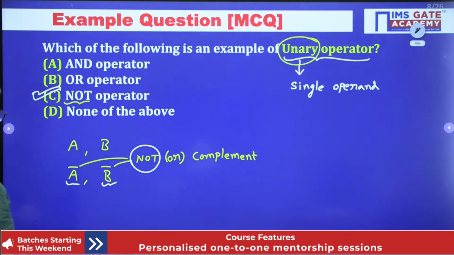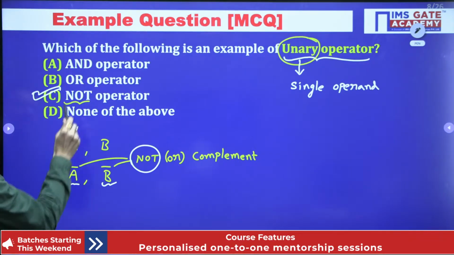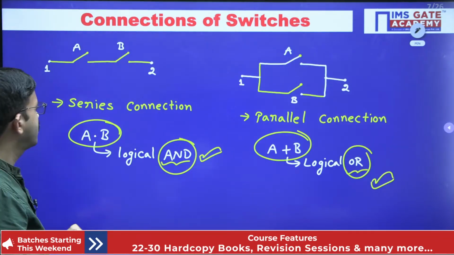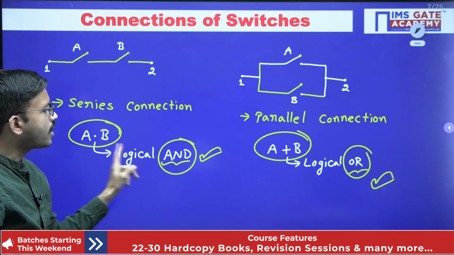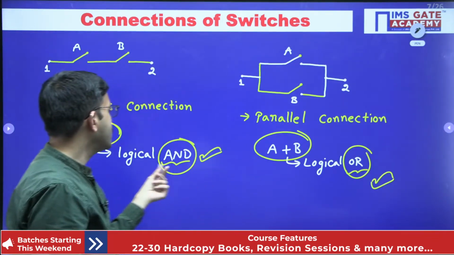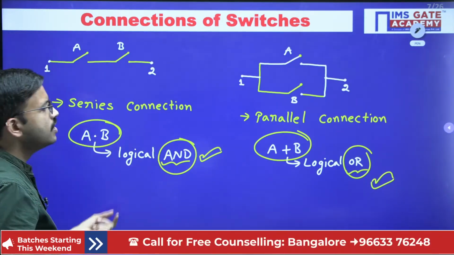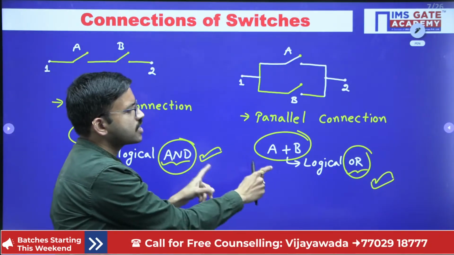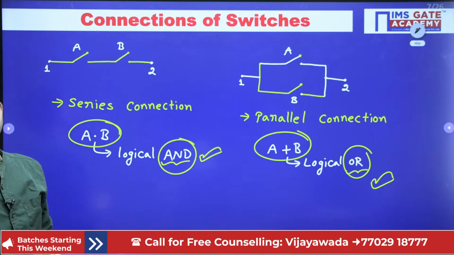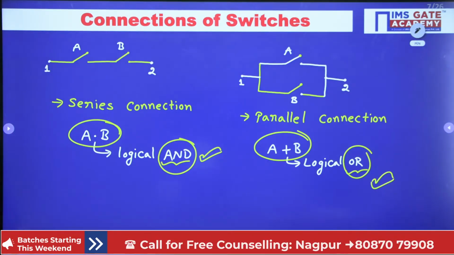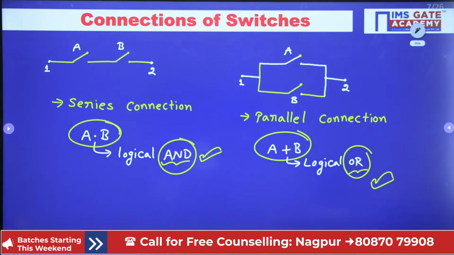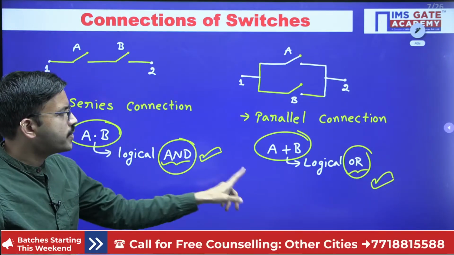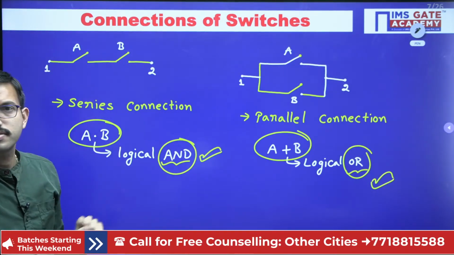Now with this understanding, can you identify the AND operator and OR operator? In the previous example, we have used the AND operator and OR operator. So these two operators come under the category of which operator? The NOT operator comes under the unary operator. So these two operators come under which category?